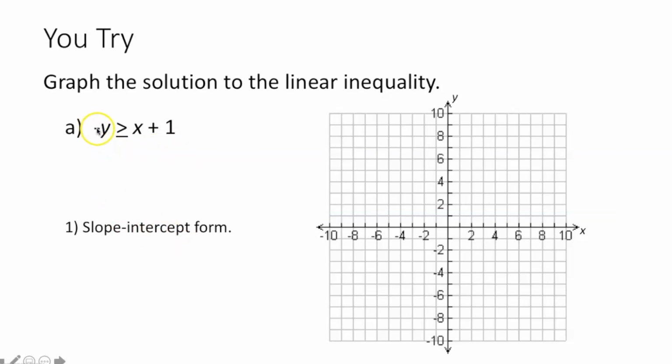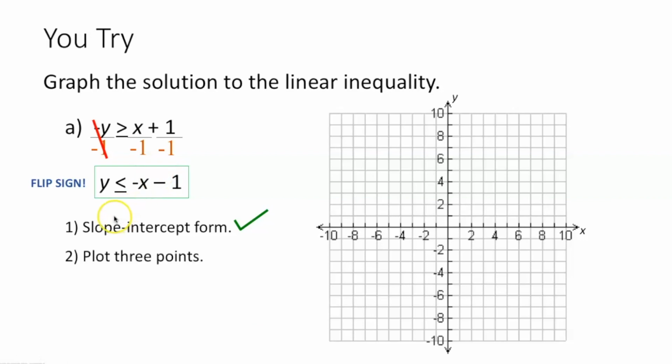So the only thing we need to get rid of is this little negative sign right here. So we're going to divide both sides by -1. Now when we divide by -1, the negatives cancel each other out over here. X divided by -1 becomes -x, and 1 divided by -1 becomes -1. And don't forget, when you divide or multiply both sides by a negative number in an inequality, you need to flip your sign. Now we have our linear inequality in slope-intercept form, so we're ready to plot our 3 points.